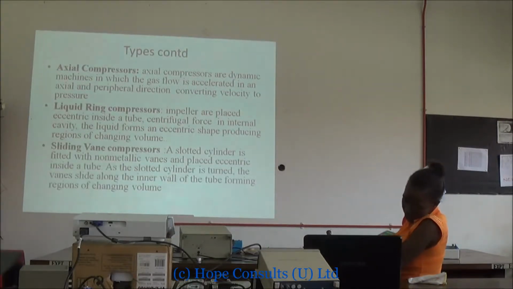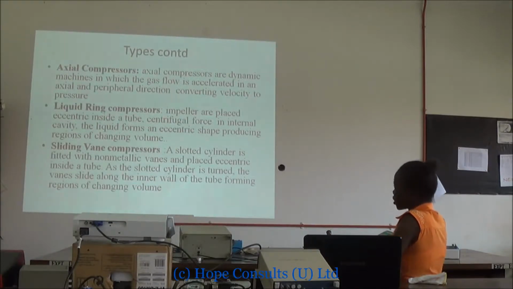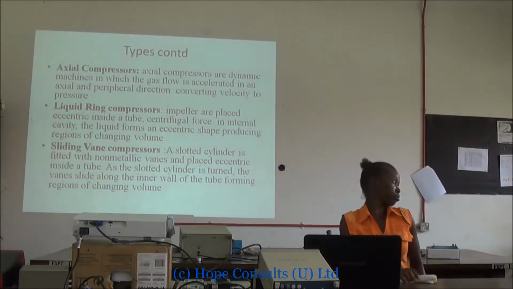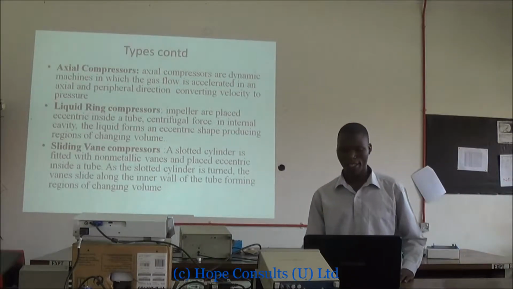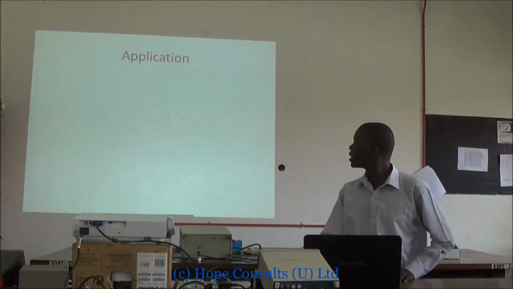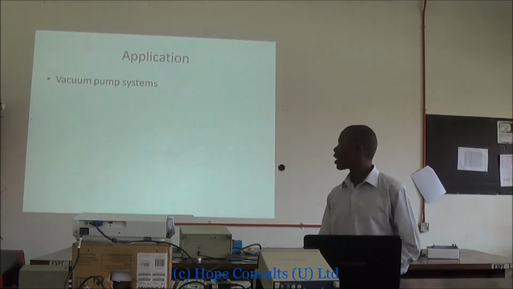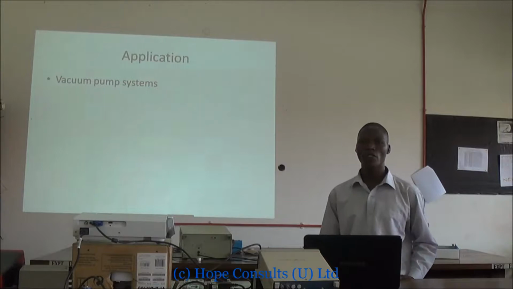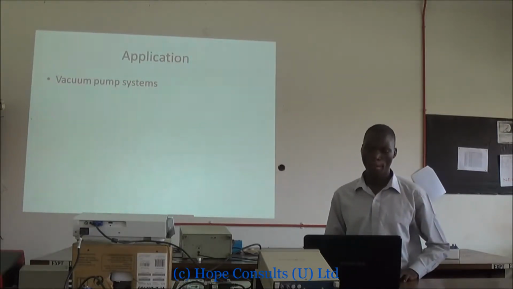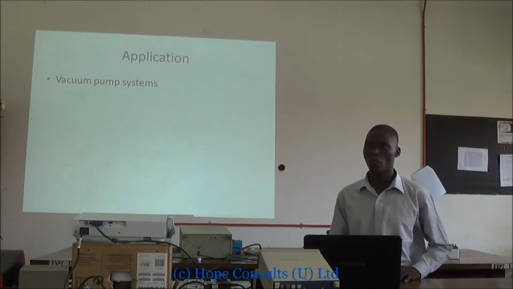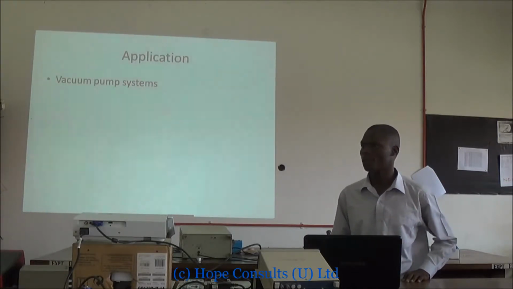Then lastly, we have the sliding vane compressors, where the slotted cylinder is fitted with non-metallic vanes and placed inside a tube. And you can also look at the application in the industrial sector. Let's look at the application of compressors in an industrial sector. First, compressors are used in vacuum pump systems.